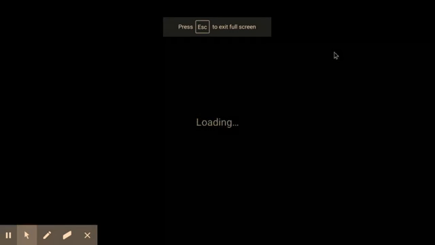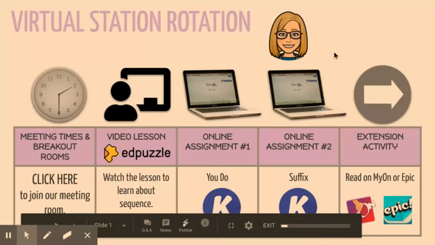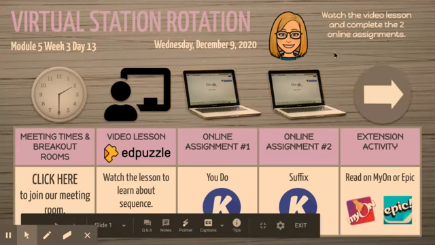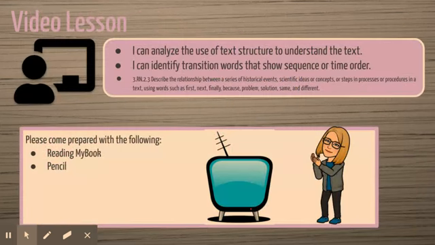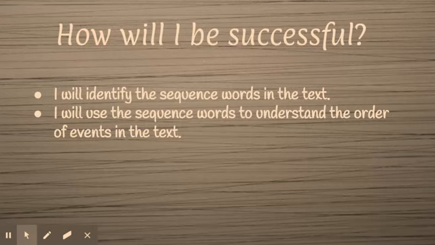Hello, my third graders. Today we are going to be looking at Module 5, Week 3, Day 13, and we are going to be focusing on sequence. So we're looking at the sequence of events. So our goal for today is I can analyze the use of text structure to understand the text. I can identify transition words that show sequence or time order.